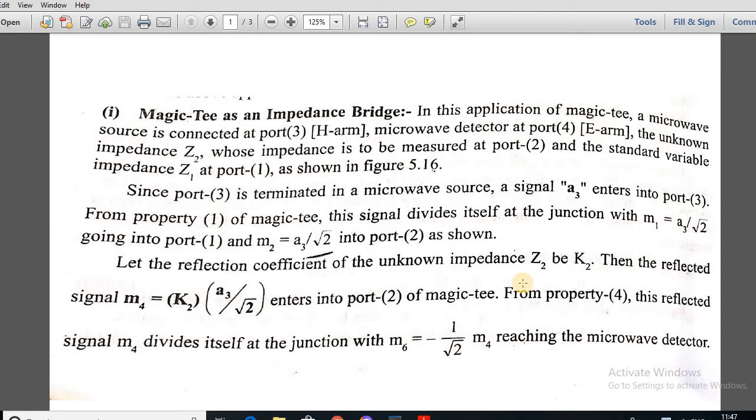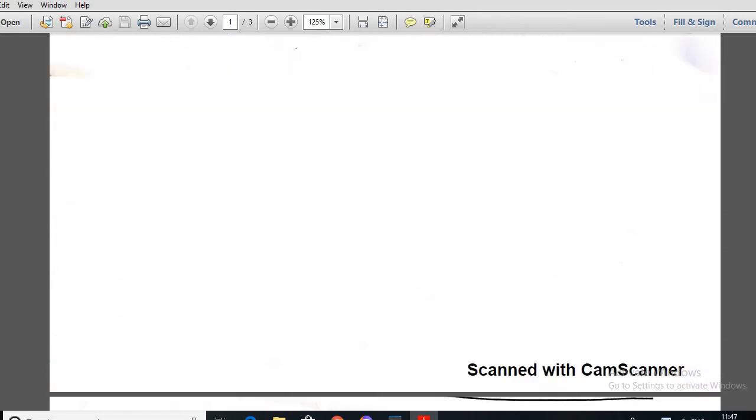Now, yesterday I sent a video based on the applications of Magic Tea. I will try to review it again, and I'll be discussing the applications of Magic Tea. The first one is how Magic Tea behaves as an impedance bridge. So let us have a look at the diagram.